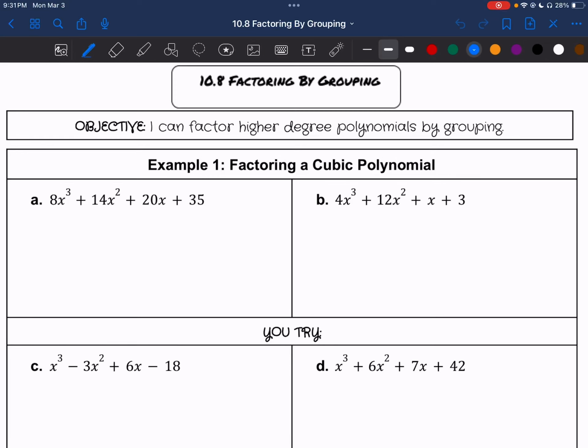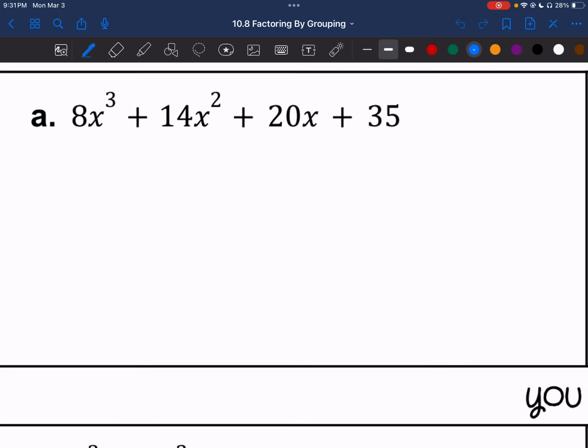Hello there, and welcome to Module 10.8, Factoring by Grouping. Our objective for today is that I can factor higher degree polynomials by grouping. Now, a cubic polynomial is a polynomial that gets to the x cubed term. Factoring by grouping is a great way to factor these higher order polynomials. It's actually one of the most powerful ways to use factoring by grouping.